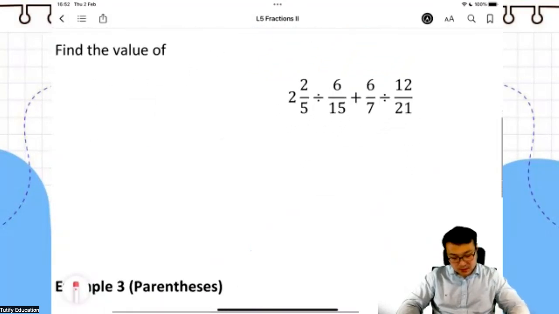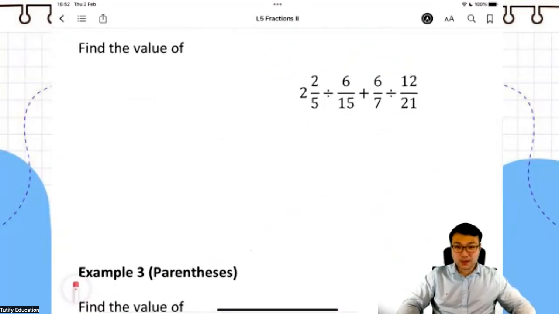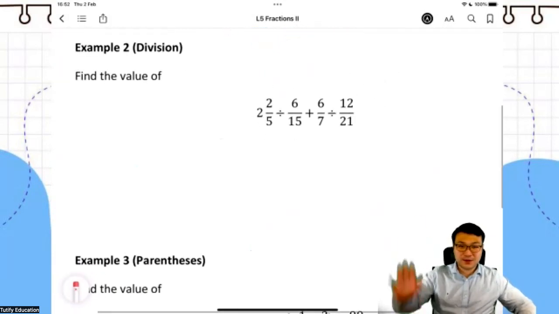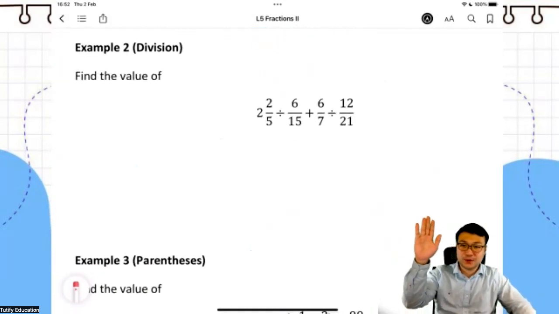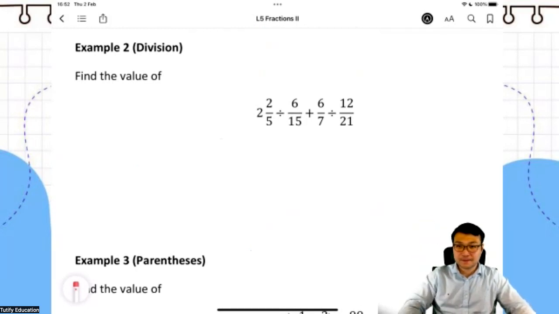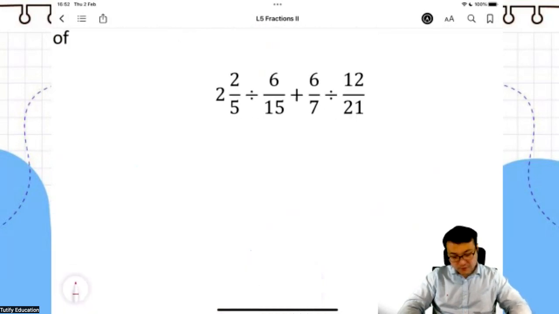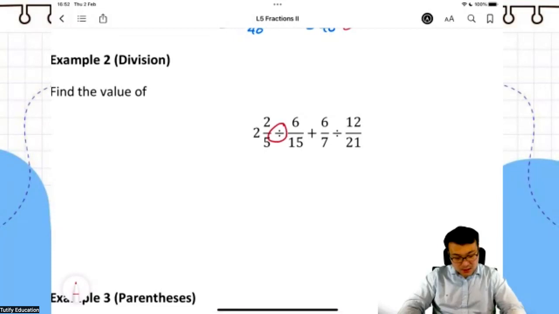So let's take a look here. Students, when you see a division sign, what should you do? Anyone? Anyone knows? What should you do when you see division? Yes, Abby. What should you do? You times it by the reciprocal. Oh, very good. You change this into a multiplication sign, right? And this becomes the reciprocal.